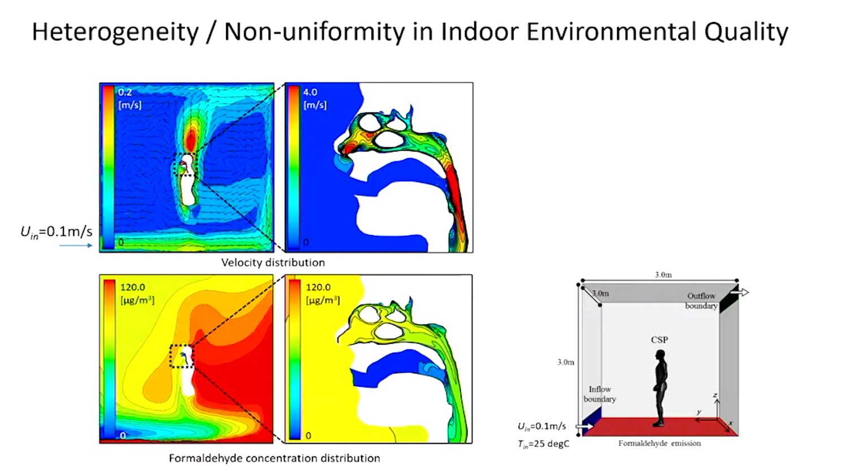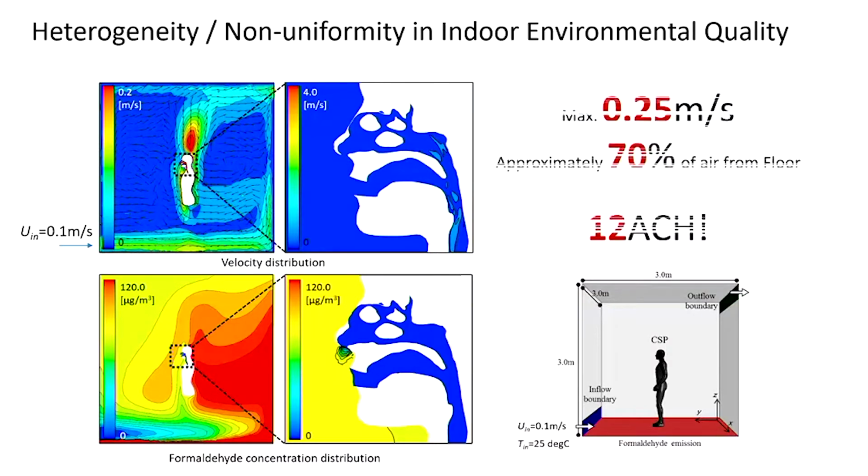And this is one of the examples of our CFD simulation, targeting a very simple room model with a standing human model with displacement ventilation systems. And you can see the clear thermal plume at the top of the human model. The maximum velocity around here is 0.25 meter per sec. But in this room, the supply net velocity is just 0.1 meter per sec. And you can see the clear non-uniformity of the flow pattern.